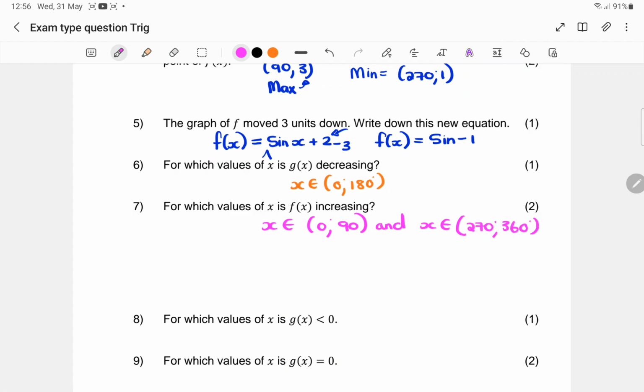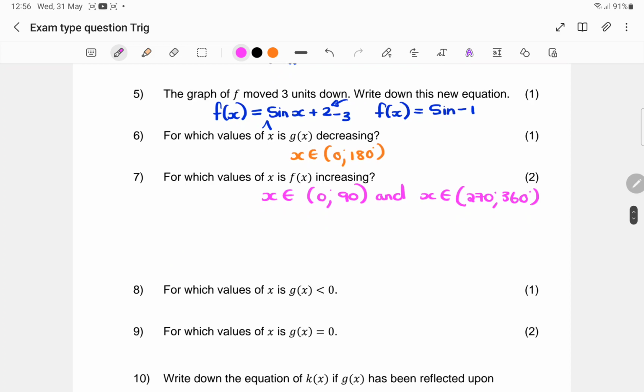So again, am I going to include it? No, because increasing and decreasing starts from a stopping point, from a point where the ball, or whatever you do this with in real life situations, is standing still. And then it goes up, increasing. So that's why that starting point we never ever include.